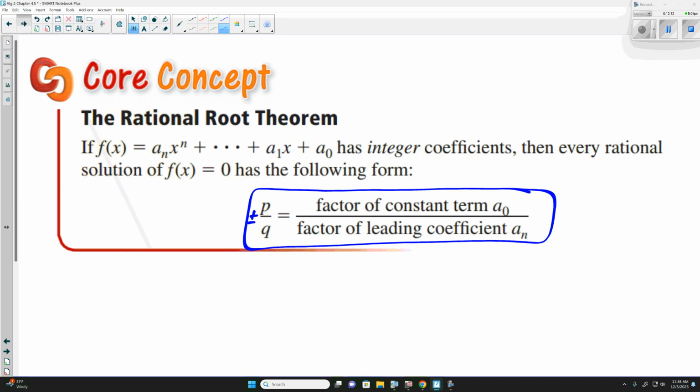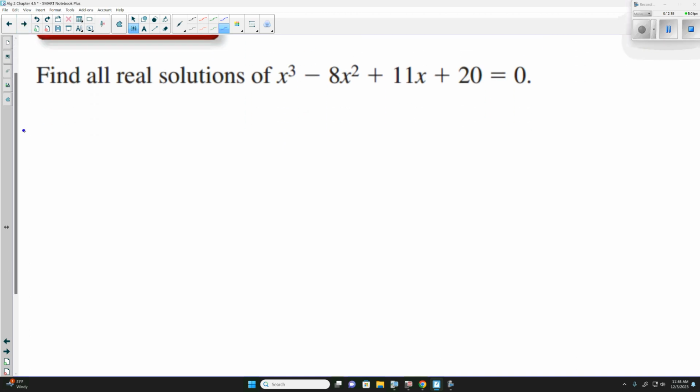So we're going to look at this one here. Find its rational zeros, plus or minus P over Q, and then solve it from there. Now looking at this here, P is all of the factors of the constant term, the term without x. And our constant term in this case is 20. So we're looking at what multiplies together to give us 20.